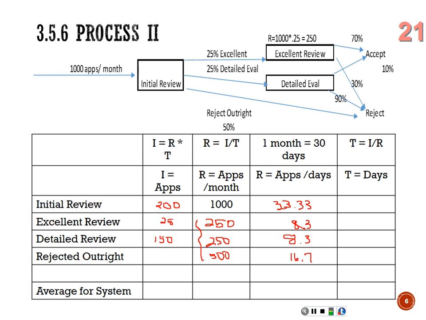Okay, and I have 0 then with the reject outright, right? After they go through the initial review, they're out of the system entirely. So I would have 0 inventory there. Okay, so how do I tell how much inventory is in the system as a whole?